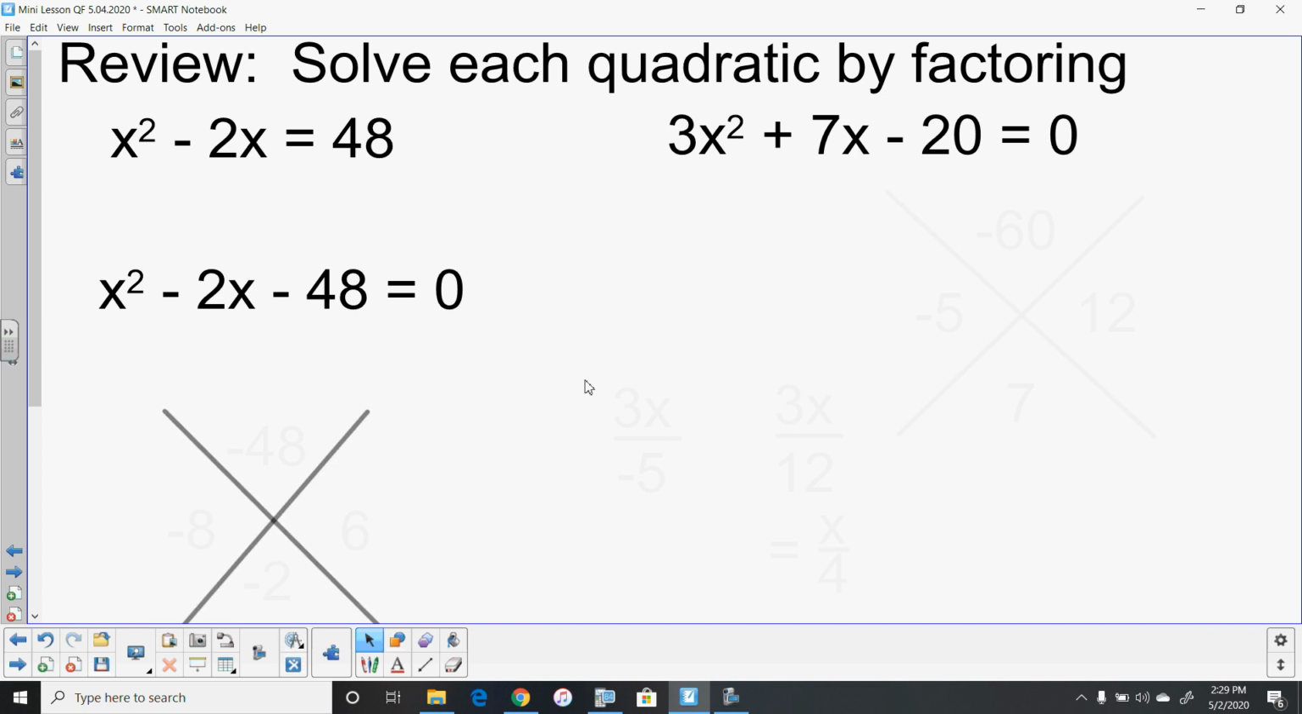Now, because this is one where a might have a value of 1, meaning just 1x squared, we can go ahead and put negative 48 in the top of our diamond, negative 2 in the bottom, the middle term, and figure out what multiplies to negative 48 and adds up to negative 2. And that would be negative 8 and positive 6.